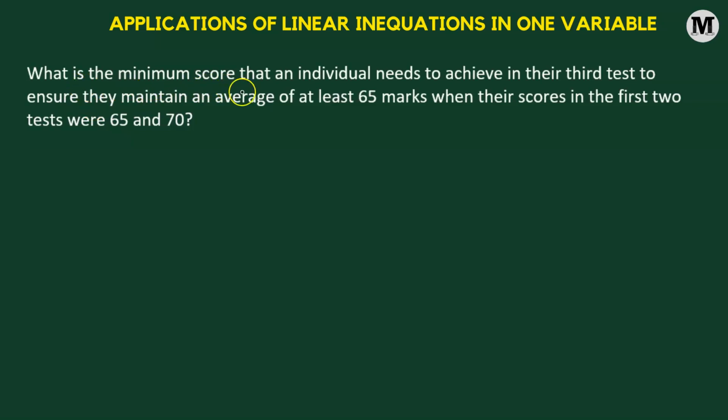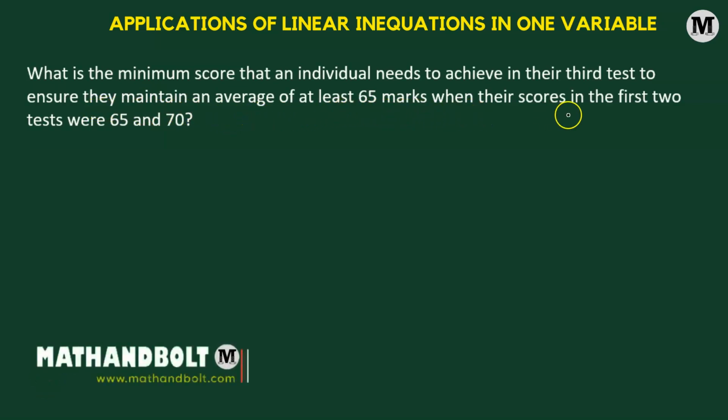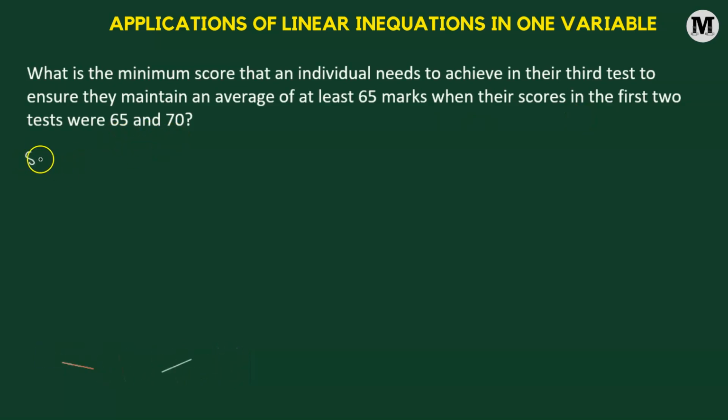What is the minimum score that an individual needs to achieve in their third test to ensure they maintain an average of at least 65 marks when the scores in the first two tests were 65 and 70? Let us begin. So we'll consider that the individual has scored X in the third test.